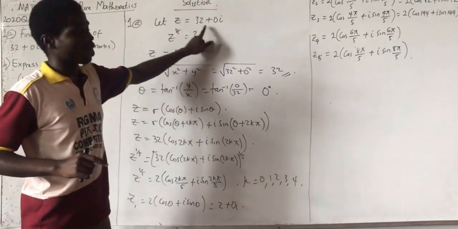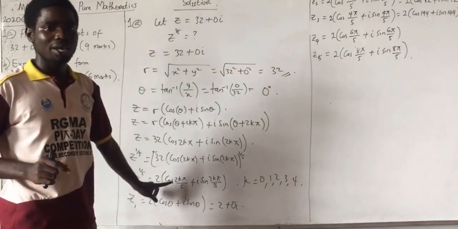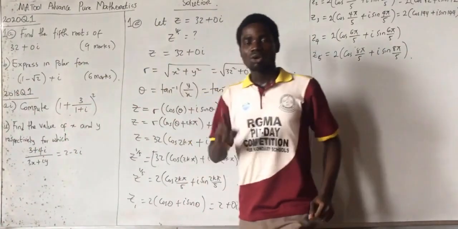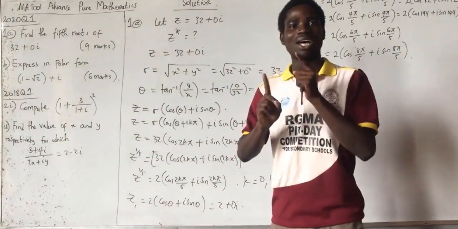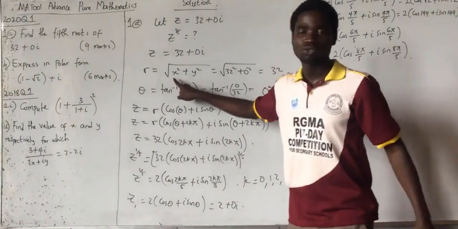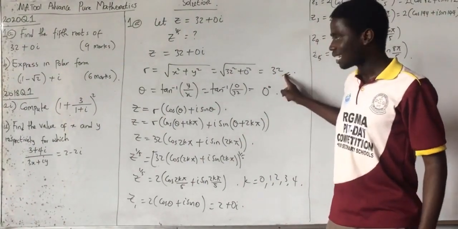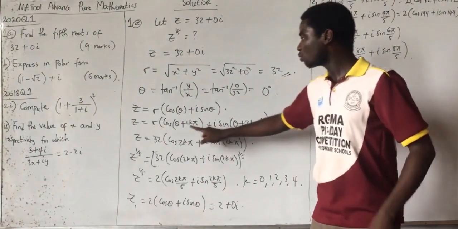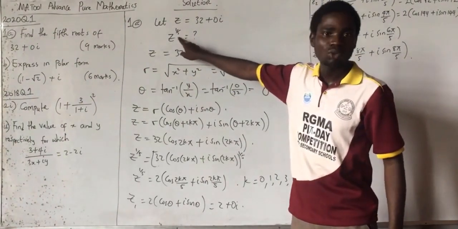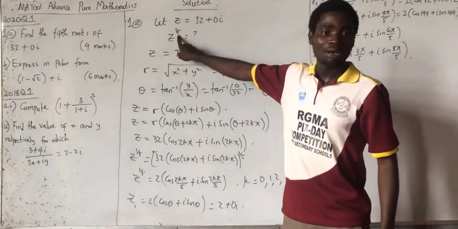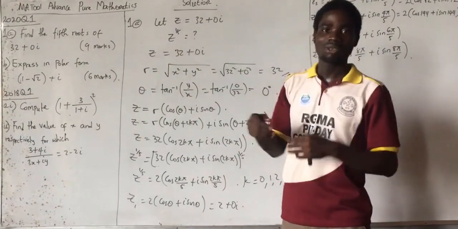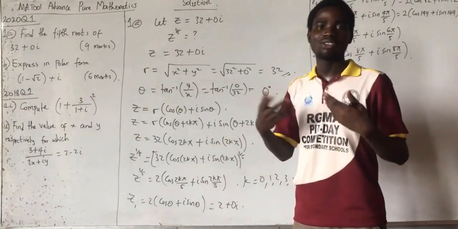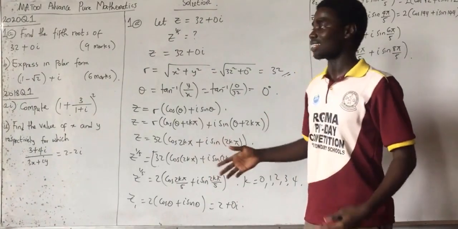Number 1, you have this, convert to polar form. How do you convert to polar form? You need 2 things, r and theta. This is how to get r, square root of x squared plus y squared. Get theta, from tan inverse. Then use this whenever you are looking for a number raised to a fractional power, that is, you are looking for square root, cube root, fourth root, and the likes.